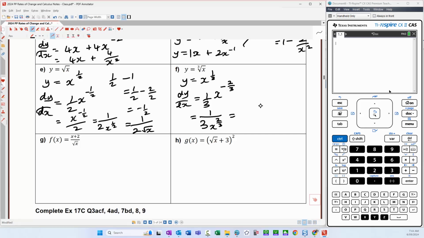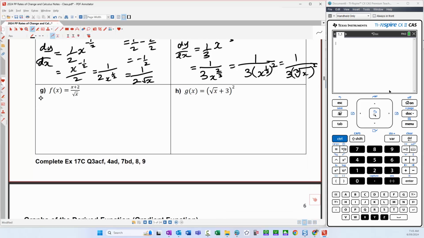And again, doesn't really have to be done, but we'll go x to the 1/3 to the 2. And then finally 1 over 3, third root of x all squared.